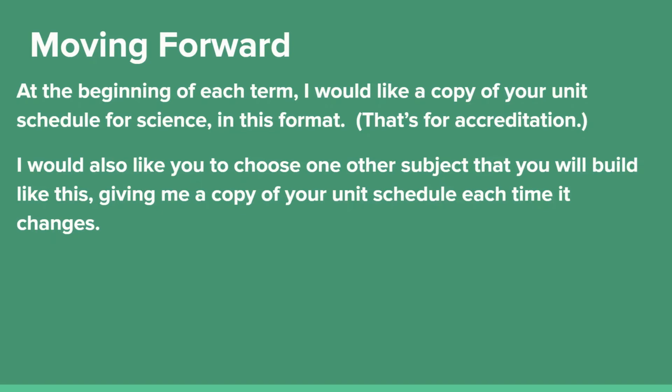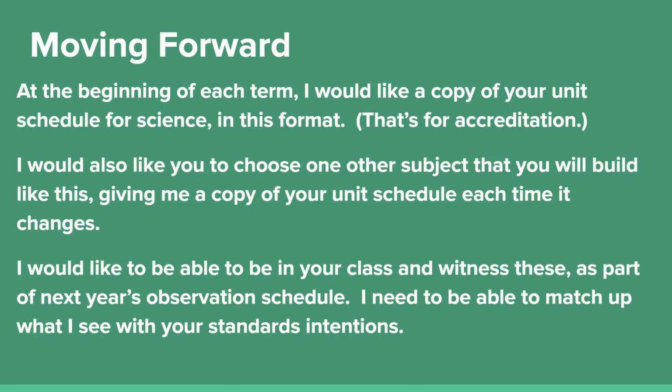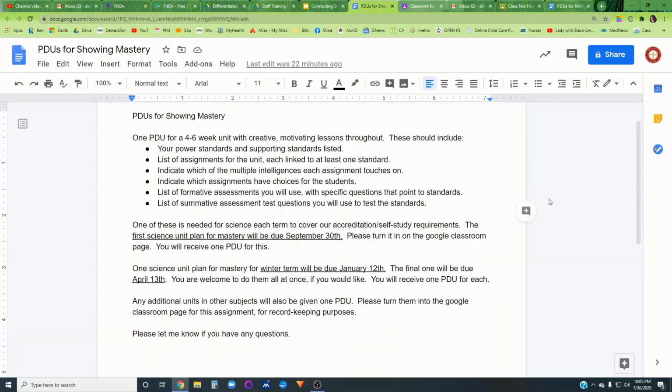And I think that's a pretty good ratio. I would also like, so that I can do my part for accreditation, to be able to be in your class and witness them as a part of next year's observation schedule. I need to be able to match up what I see in the classroom with your standards intentions. So again, and this is attached to your Google Classroom assignment, this is the list of things I need for a PDU for showing mastery.